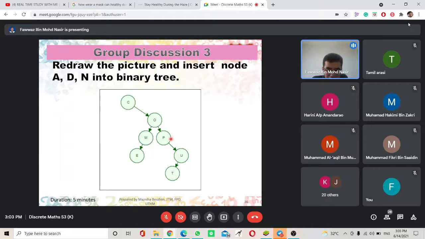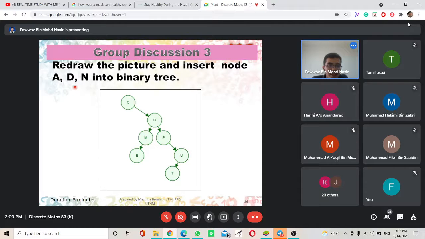Dia dah bagi contoh satu binary tree dan dia suruh kita masukkan 3 new nodes A, D and N. So sama juga macam number tadi yang kita just compare saja. Kalau A ni, A comes before C, right? So dia akan jadi left child of C.